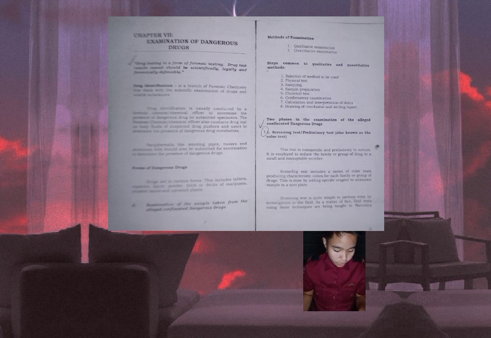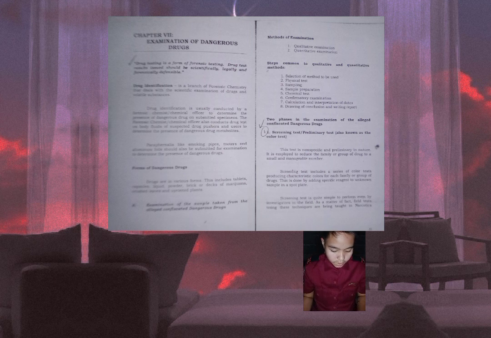So, steps common to qualitative and quantitative methods. There are 8 steps common to qualitative and quantitative methods. 1 is selection of method to be used. 2. Physical test. 3. Sampling. 4. Sample preparation. 5. Chemical test. 6. Confirmatory examination. 7. Calculation and interpretation of data. And last is 8. Drawing of conclusion and writing report.